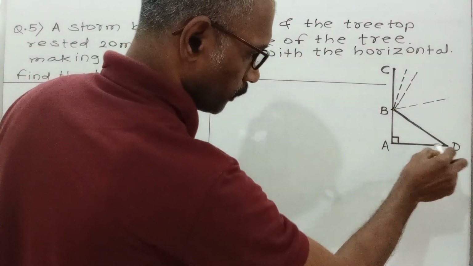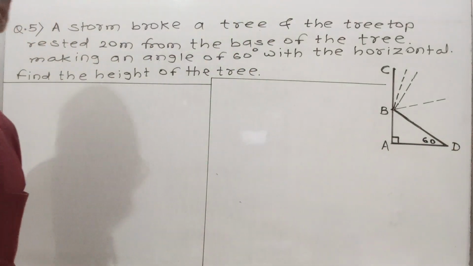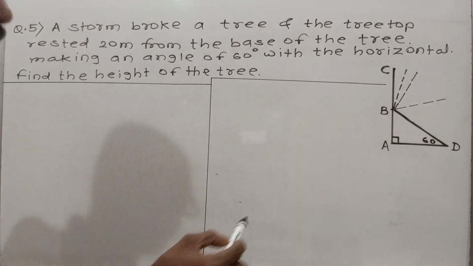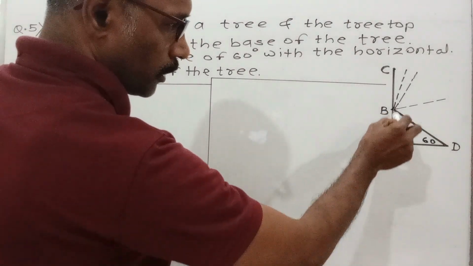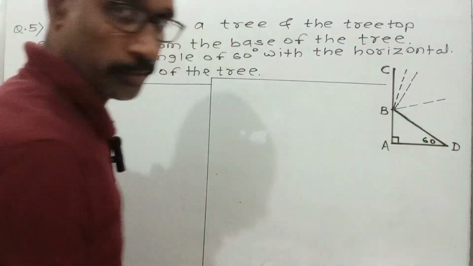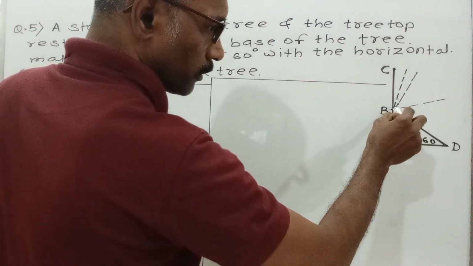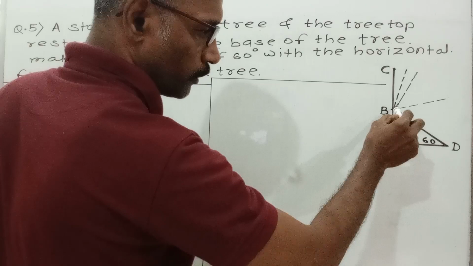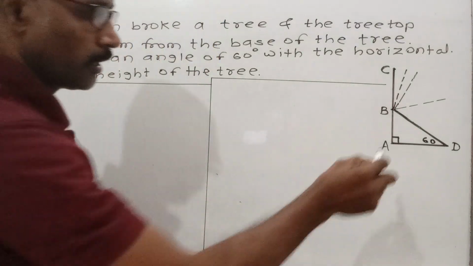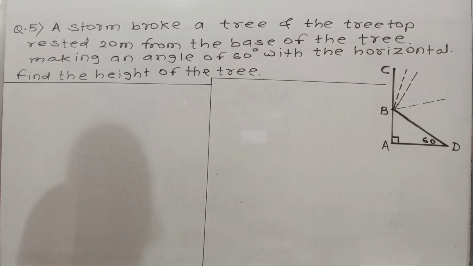with the horizontal, meaning here 60 degrees. Did you get it? Now this is the unbroken part of the tree and this is the broken part of the tree. Did you get it? Then we will find the length of this unbroken part and the length of this broken part. Then we will get the total height of that tree.